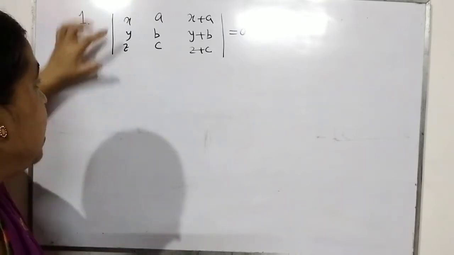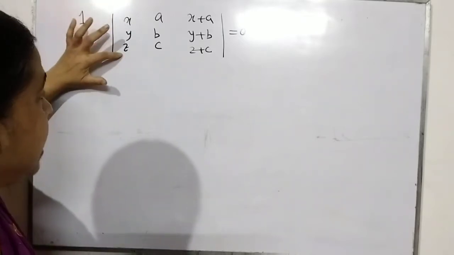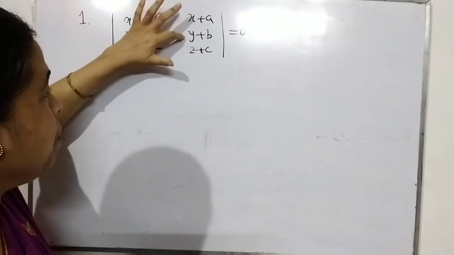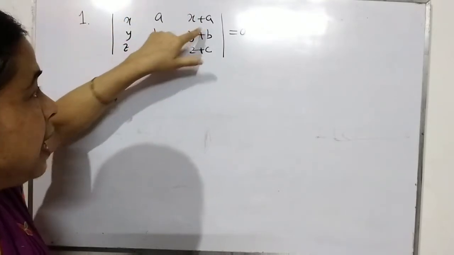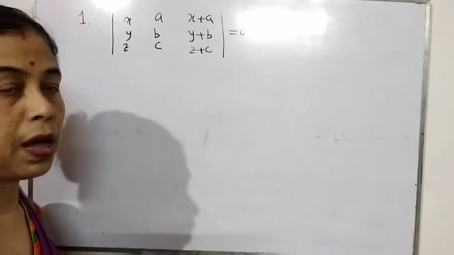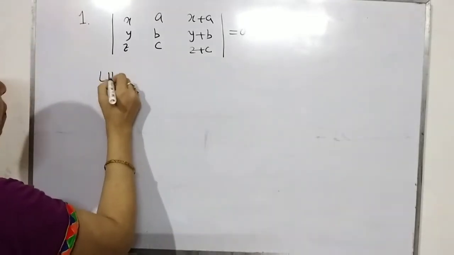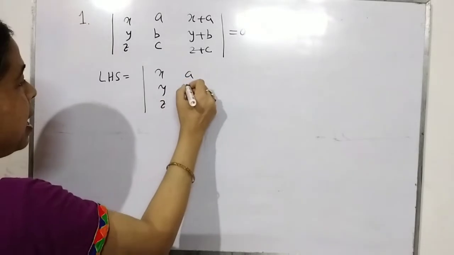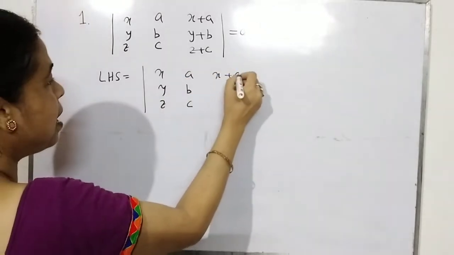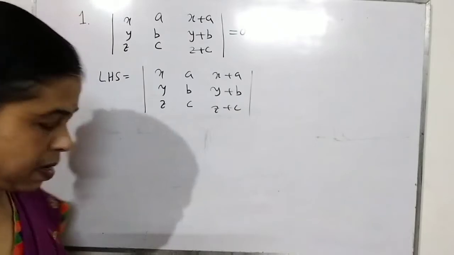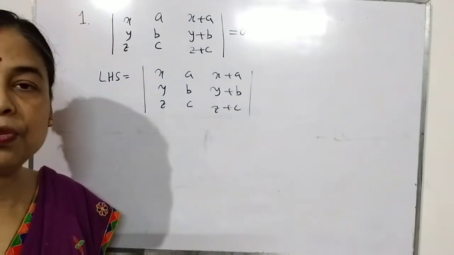Your first question is: first column x, y, z, second column a, b, c, third column x plus a, y plus b, z plus c. We have to show it is equal to 0. So let us proceed from the left hand side. Your left hand side is x, y, z, a, b, c, x plus a, y plus b, z plus c. Hope you understand what you are going to do.